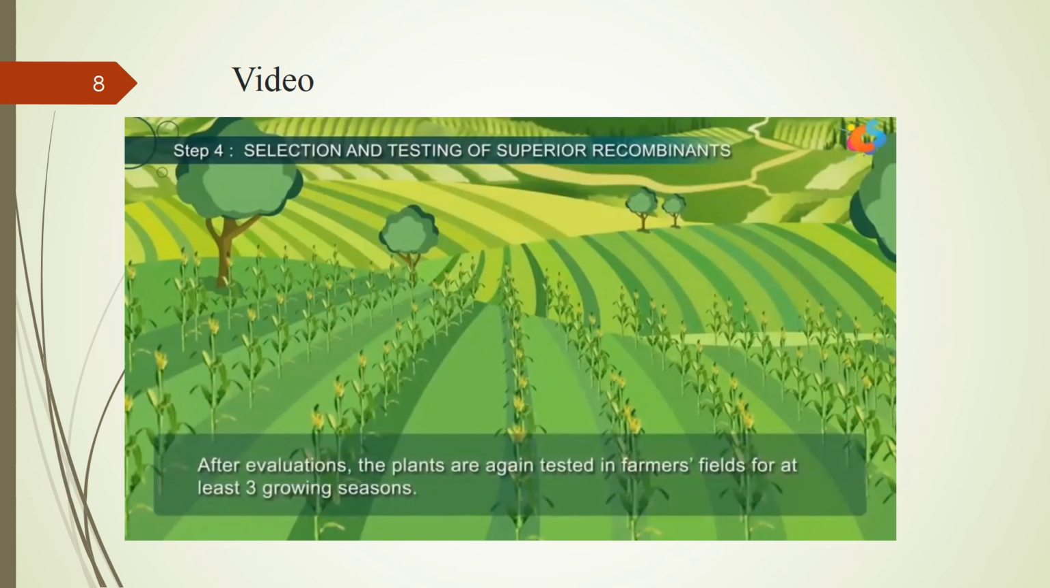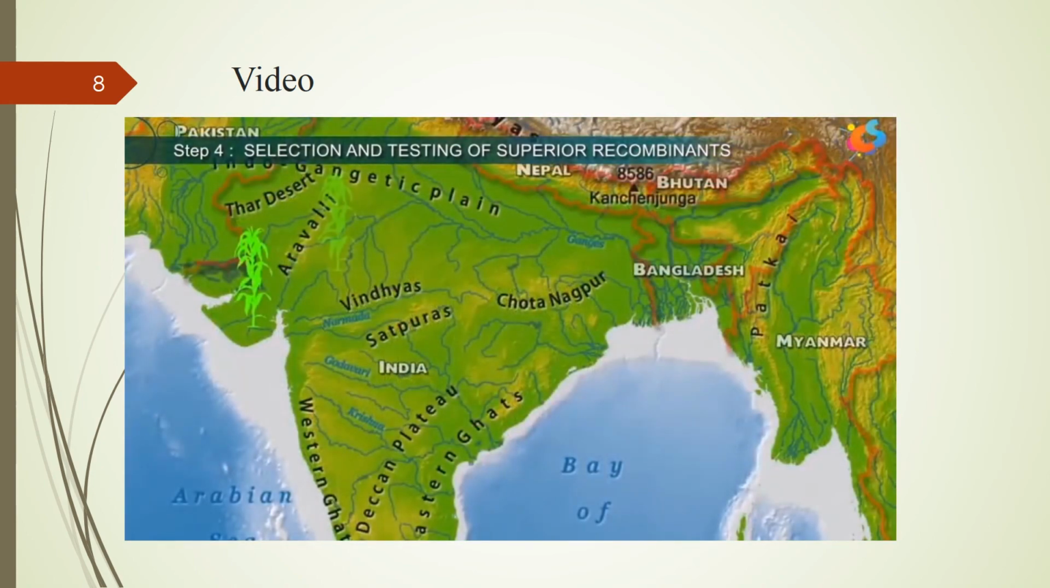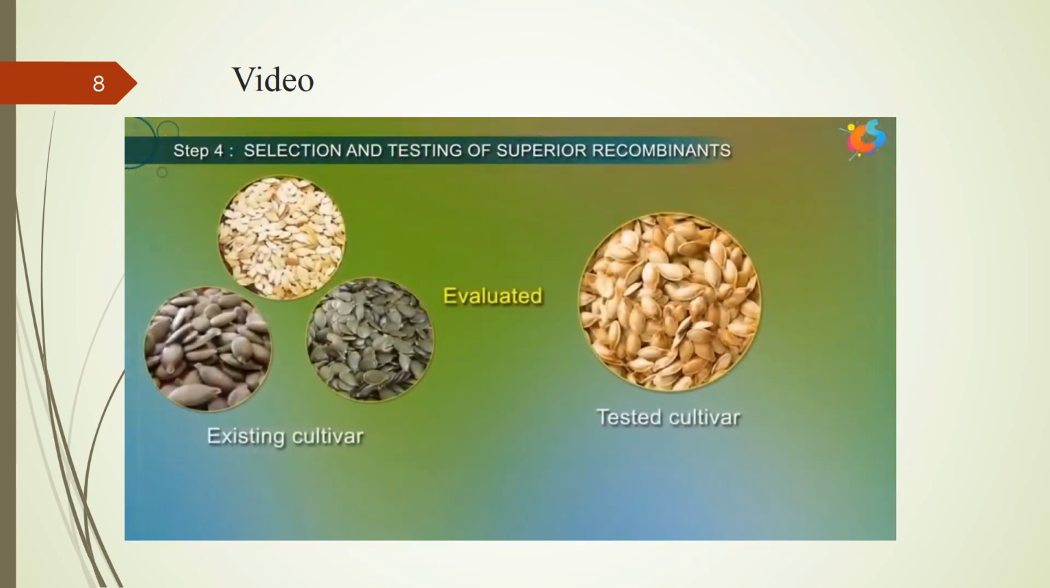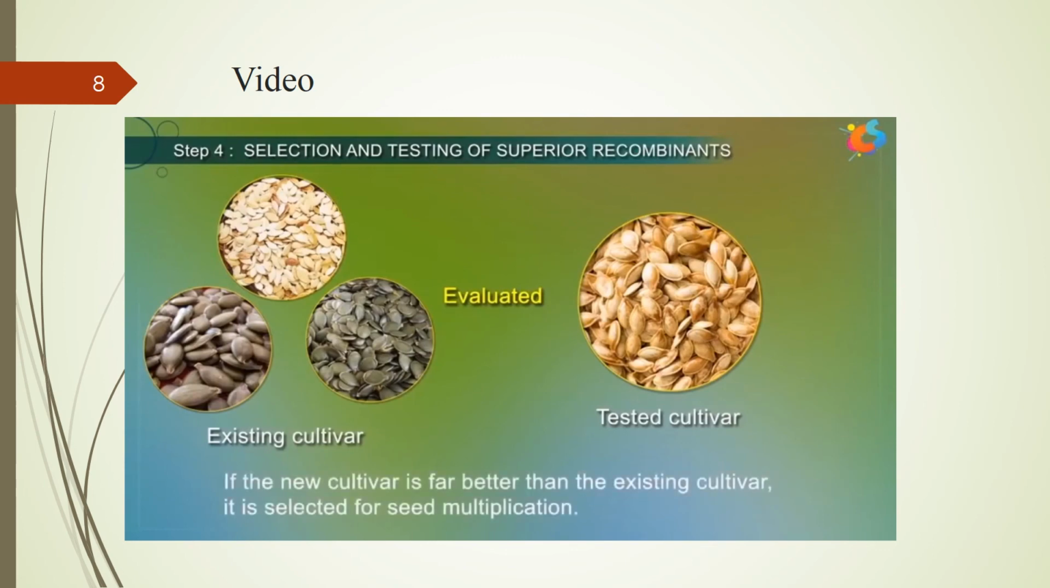After evaluations, the plants are again tested in farmers' fields for at least 3 growing seasons. The testing is done at several locations throughout the country, representing all the agroclimatic zones where these crops are usually grown. Using the test results, the cultivars are evaluated by comparing them with the best available local crop cultivars in the farms. If the new cultivar is far better than the existing cultivar, it is selected for seed multiplication.